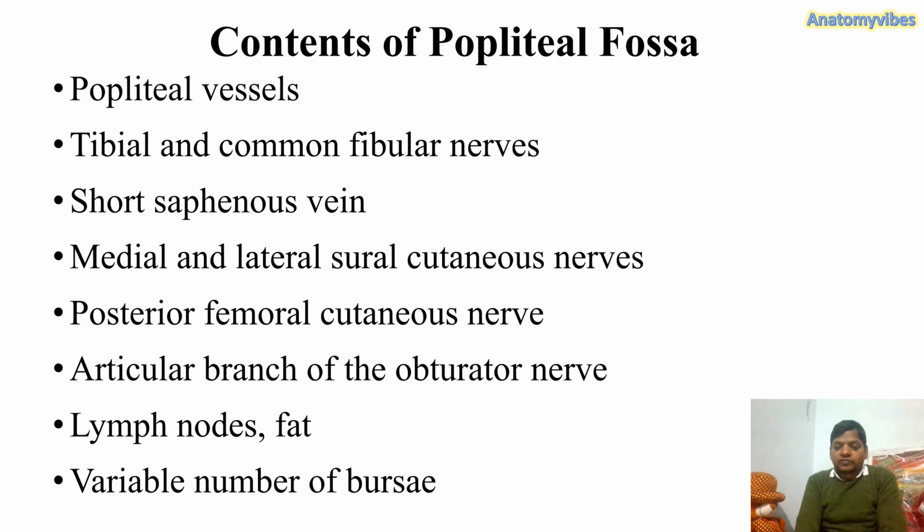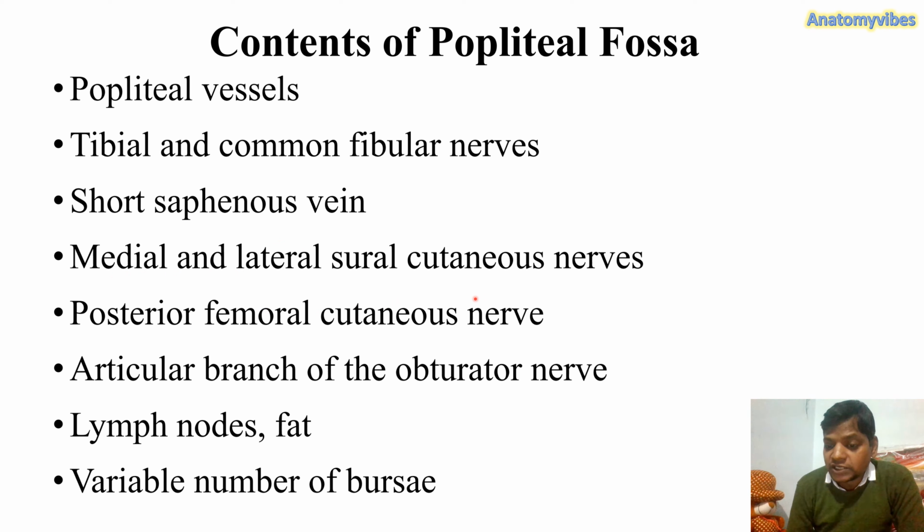the contents of the popliteal fossa. The contents are very important. So what are the contents? Some of the contents you have seen. One is the popliteal vessels, artery along with the vein. Simple. The deepest is the popliteal artery. Then the tibial and common fibular nerves you have seen. The short saphenous vein, as we discussed, will come, pierce the roof and then drain into the popliteal vein.